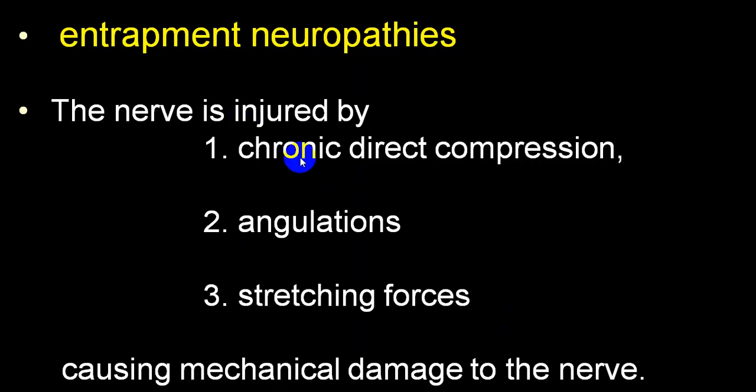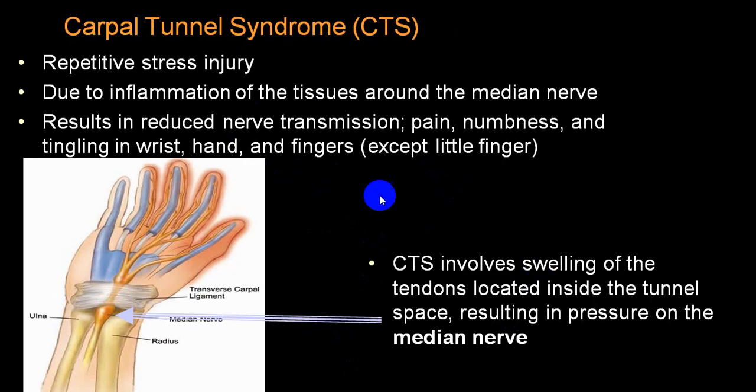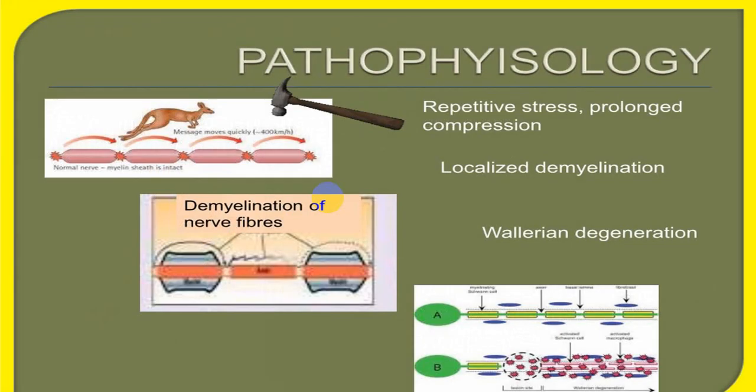The nerve is injured by chronic direct compression, angulation, or stretching forces. And that can be because of repetitive stress injury, inflammation, and because of that, now the nerve transmission is reduced, and that results in symptoms and signs of carpal tunnel. So repetitive stress, prolonged compression, localized demyelination, and the person will have Wallerian degeneration, and that will affect the nerve conduction.